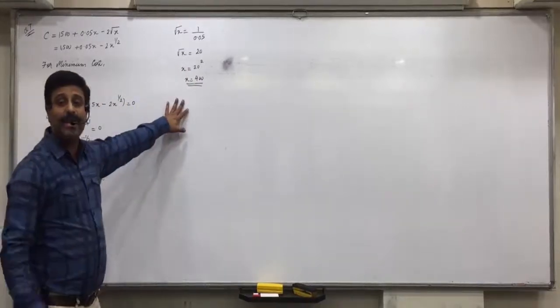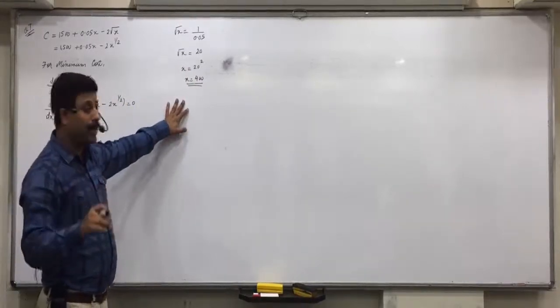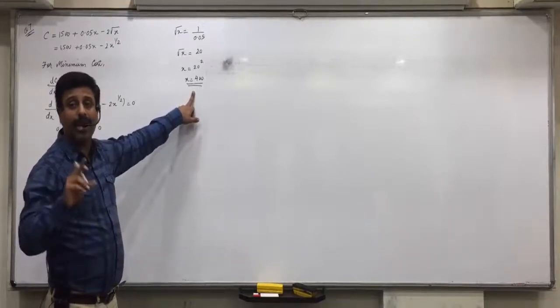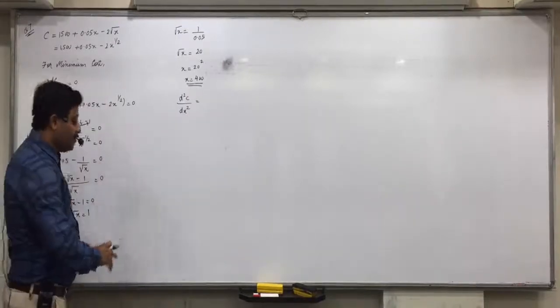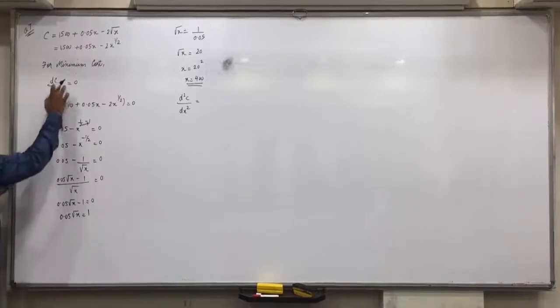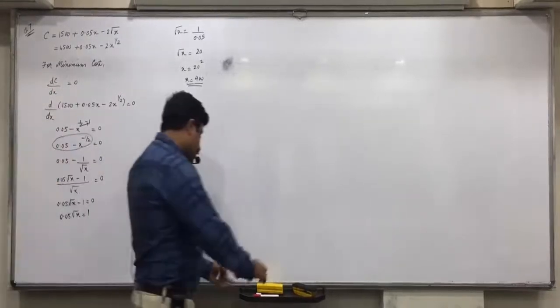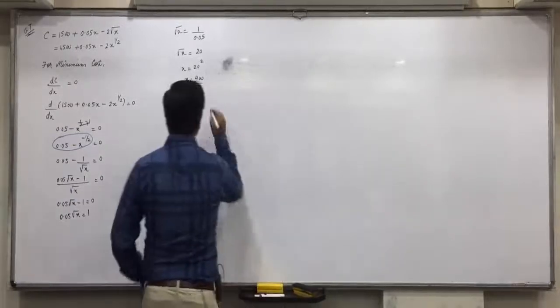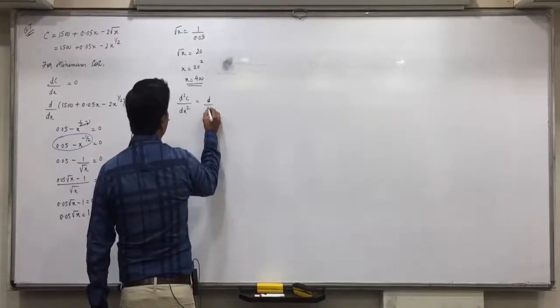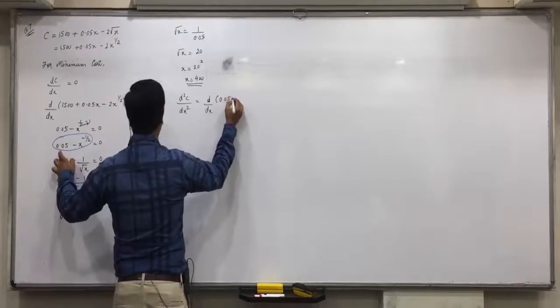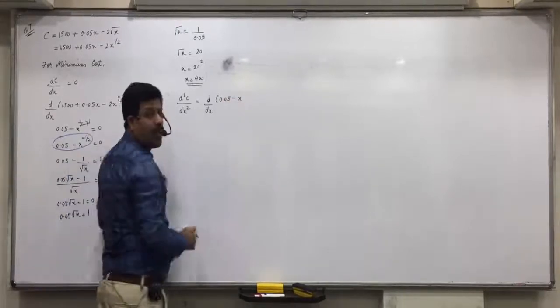Now we have to find d square c upon dx square. And when you put this value, it should come more than 0. Now, what was dc by dx obtained? This function, we will differentiate it again. Then d upon dx of 0.05 minus x raised to minus 1 by 2.